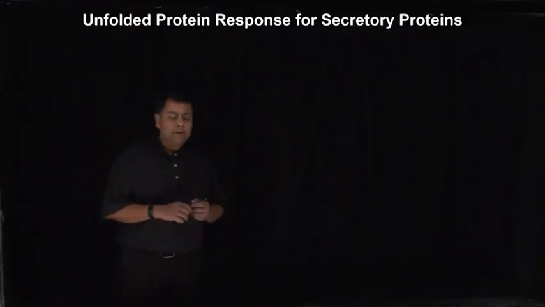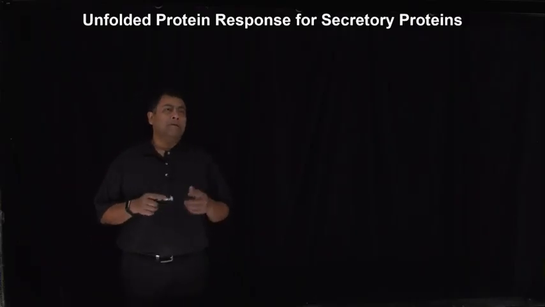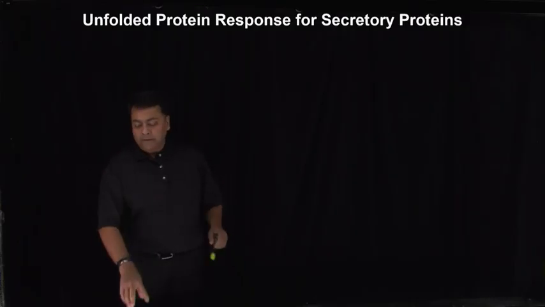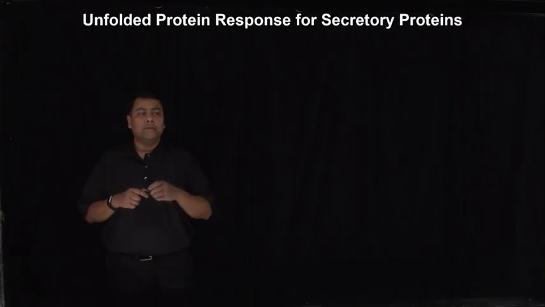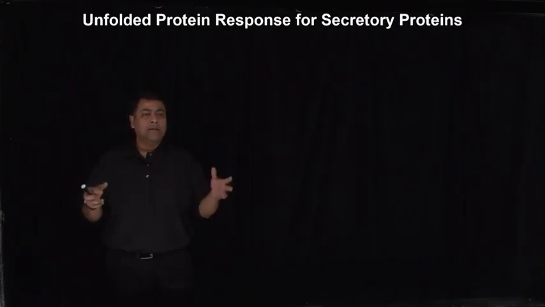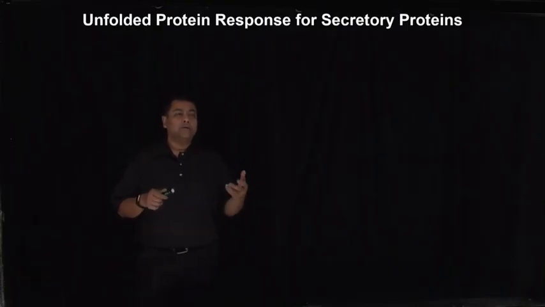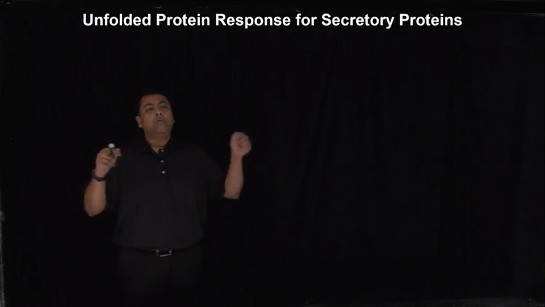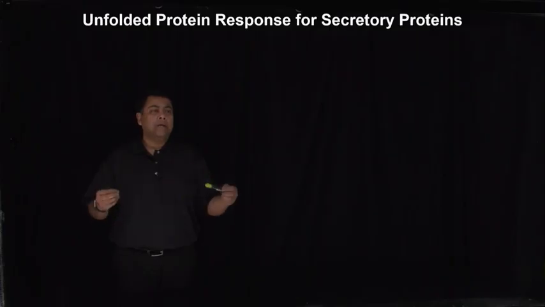So in this video, what we are going to talk about is the unfolded protein response for the secretory protein. Previously, we already talked about how all the different secretory proteins are transported into the endoplasmic reticulum. It could be soluble proteins, which are in the ER lumen in the aqueous solution, or it could be associated with the membrane. Here we are talking only about the proteins which are in the soluble aqueous environment of the ER lumen.